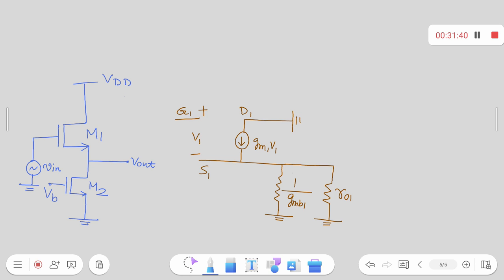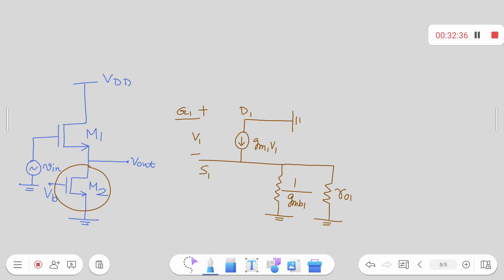What else? What will be the impact of this M2? Only R02? Anything else? What is that M2? Is it similar to some other device that you have already encountered in some other books? For M2, the gate is having some voltage VB and the source is grounded in the actual model. But in the small signal model, VB is grounded. That means both gate and source, G2 and S2, are connected to AC ground.